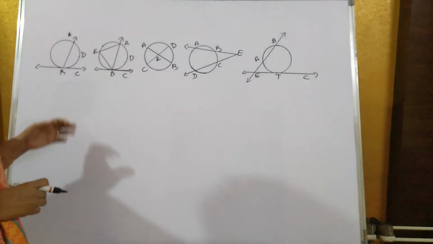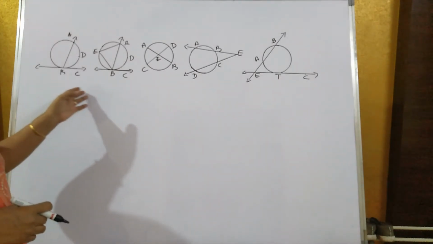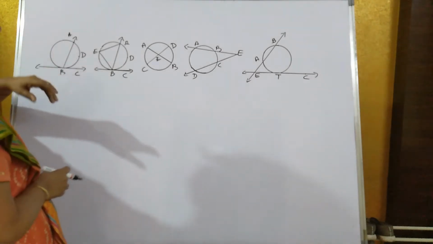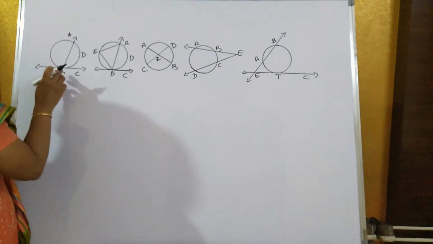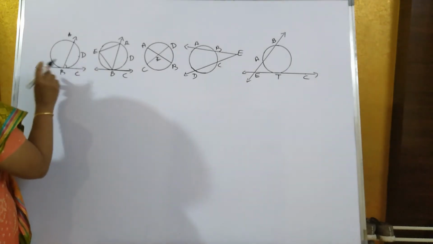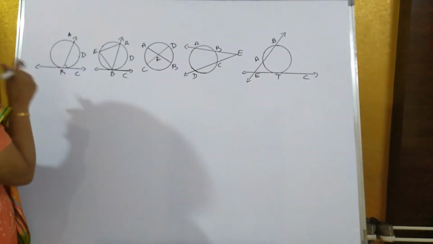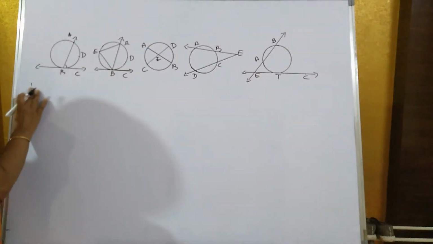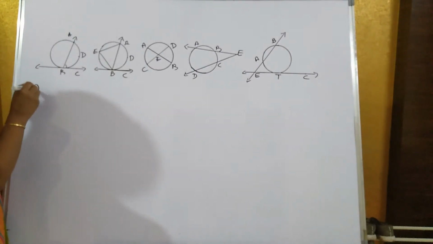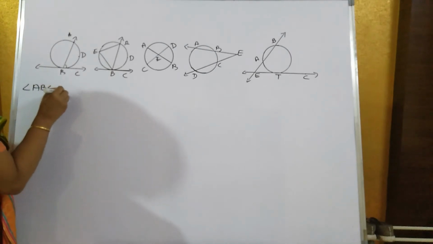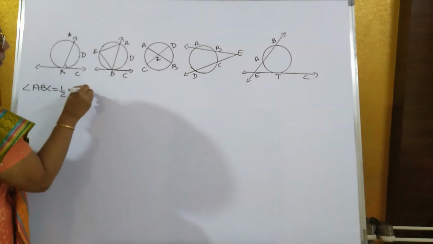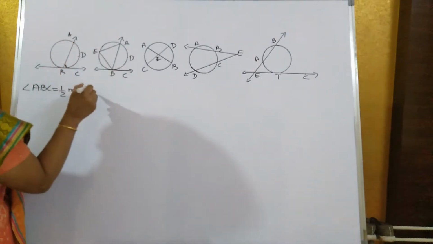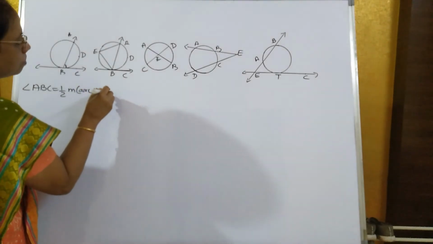Now before we start practice set 3.5, whatever theorems we have studied after practice set 3.4, go through that once and then you start the sums. Now the first theorem we had proved: the angle between the tangent and the secant, angle ABC, is equal to half of the measure of arc ADB. This was the first one.